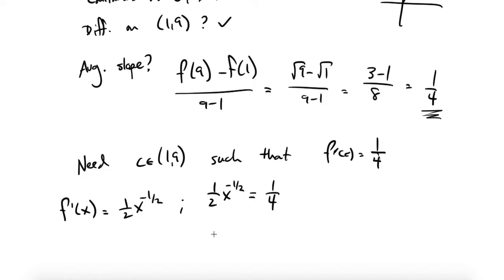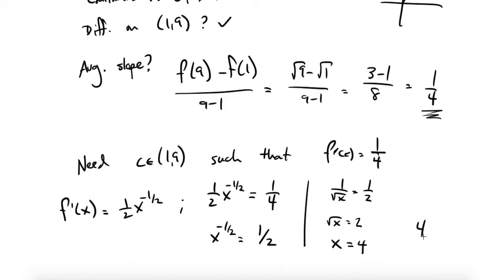So now I'm just going to solve this, right? I multiply both sides by 2 and get x to the negative 1/2 is equal to 1/2. And then I can rewrite this. If I have x to the negative 1/2, that's like 1 over square root x is equal to 1 over 2. But that is going to imply that square root of x is equal to 2, so I can use the reciprocal property here. And then I can square that square root away and just get that x is equal to 4. And 4 is, in fact, in the interval from 1 to 9. Check. So in this case, x equals 4 is the point that satisfies the conclusion.